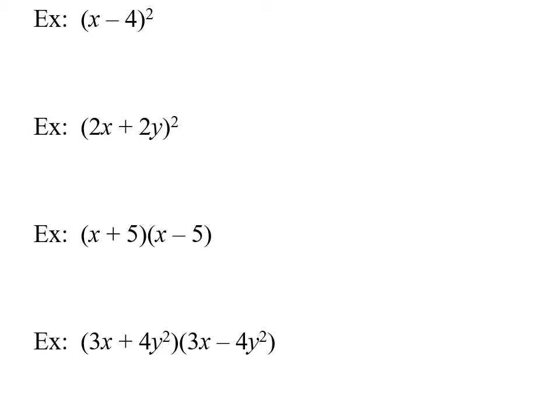Now, these are also foiling problems, but they also have different names as well. The first two, you'll notice it's x minus 4 squared or 2x plus 2y squared. The squared, just like when we did exponents in the other sections, if I had 7 squared, that means that I have 7 times 7. I have 2 7s multiplied. So x minus 4 squared means I have 2 x minus 4s multiplied. And we can FOIL that.